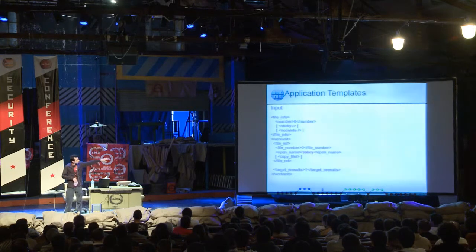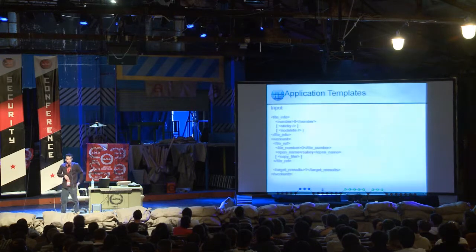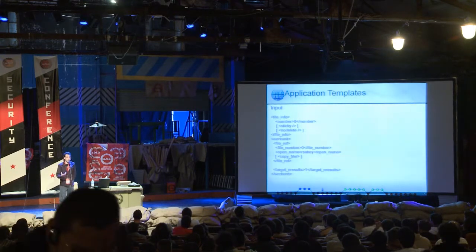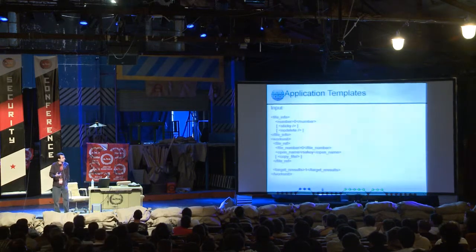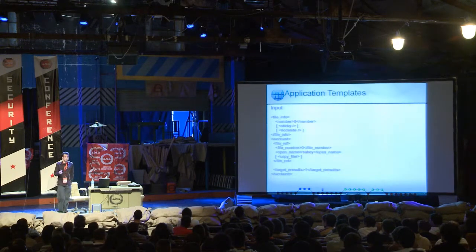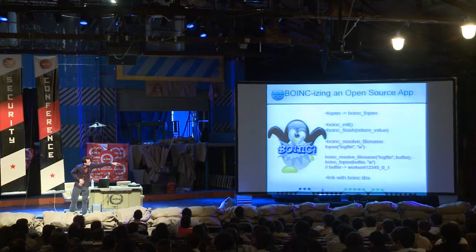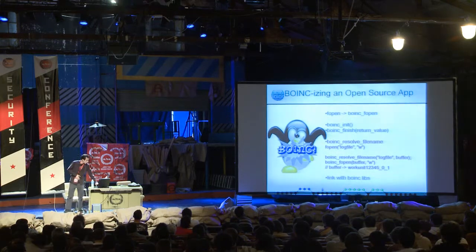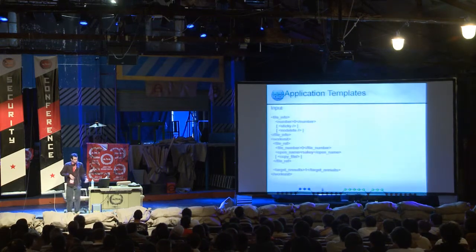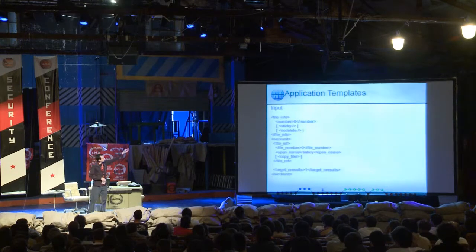Here's the input template, and you can see the name there, RSA key. RSA key is the logical name. That's what the program expects. The physical name on disk will look different. It'll look something like work unit 1234501.